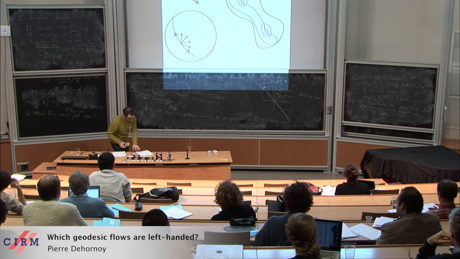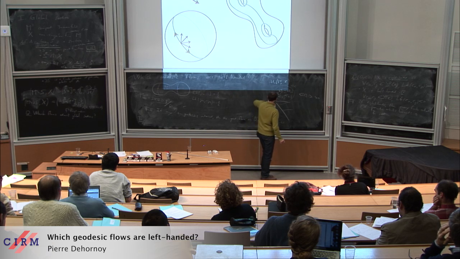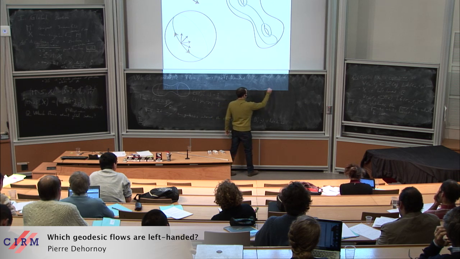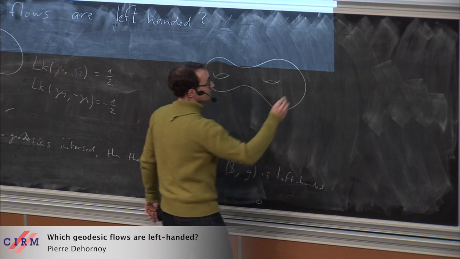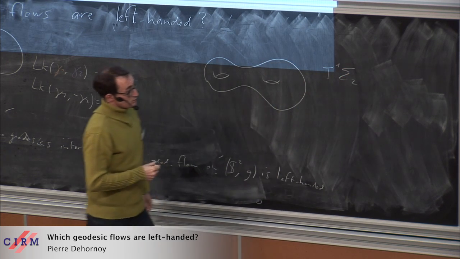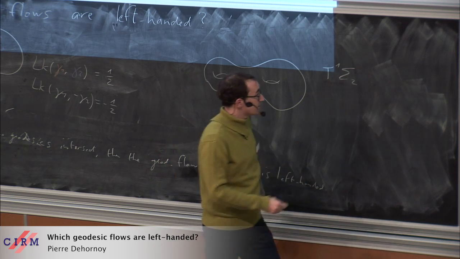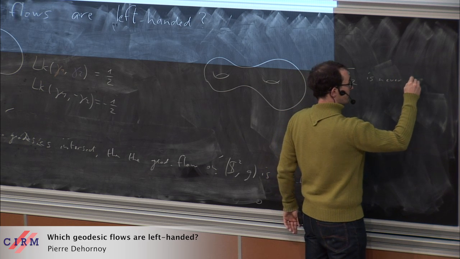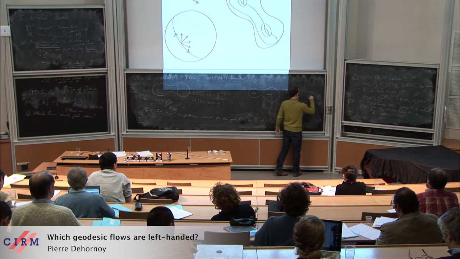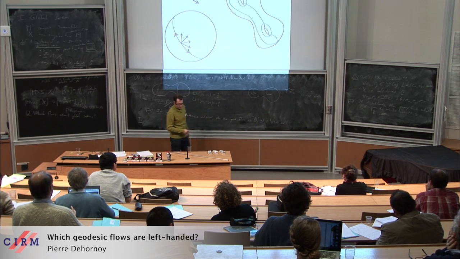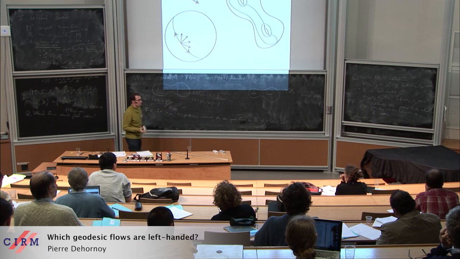What I would like is to say what happens in negative curvature. So now let's go to negative curvature. We are considering, for example, a surface here, and we are considering the unit tangent bundle to this surface. We need this unit tangent bundle to be a homology sphere, and actually this unit tangent bundle is never a homology sphere. So it makes no sense to speak about left-handedness here. So then you will say that, yes, then we cannot consider this geodesic flow from this point of view.